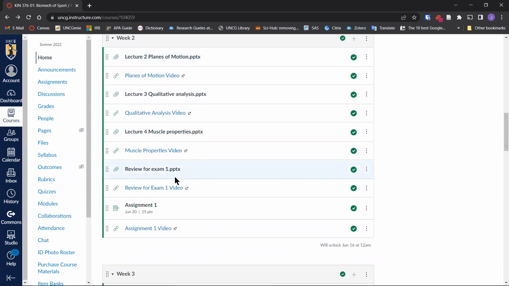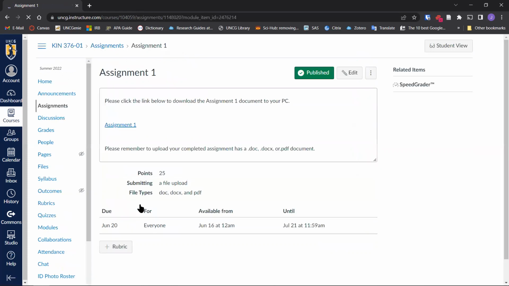For the assignments, right here, this is a review for exam 1. For the assignments here, this right here is the assignment. Click on this link right here. It will download the assignment to your computer. It's a Microsoft Word file. You can print it off if you want. You can use Equation Editor to solve everything on it if you want, whatever you want to do. And then you will upload your assignments here as well. There'll be a little upload button for you.